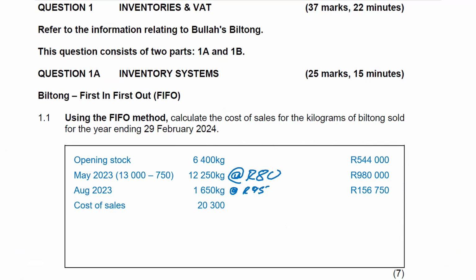Note that this will make up the total units that have been sold, and that will be 20,300. Now, to get the cost price, you will simply add the cost of all these units that were sold, and that will give us the cost price, which will be 1,680,750, which is just the sum of all of those. That's what you needed to do to calculate cost of sales.